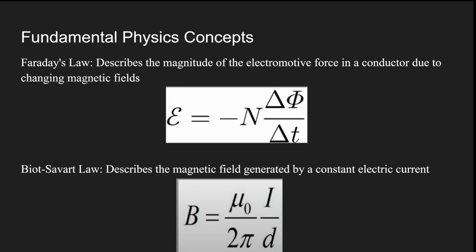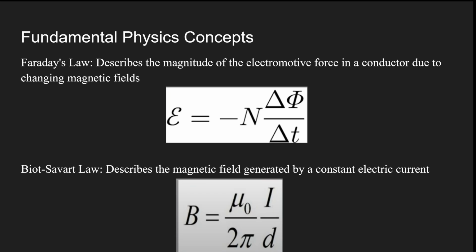The two principles that were crucial for my experiment. First, Faraday's law of induction, which describes how changing magnetic fields induce electromotive force in conductors. In my experiment, as the magnet fell, its changing position created a varying magnetic field. This induced a current in the aluminum tube, which is the essence of Faraday's law in action.